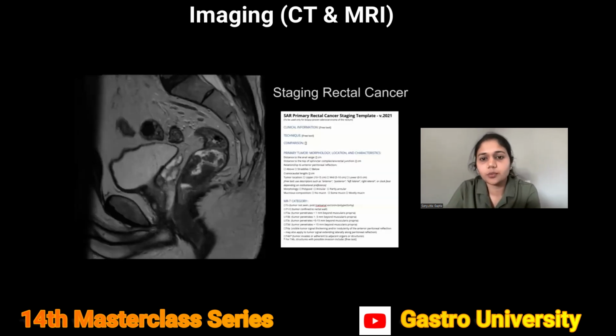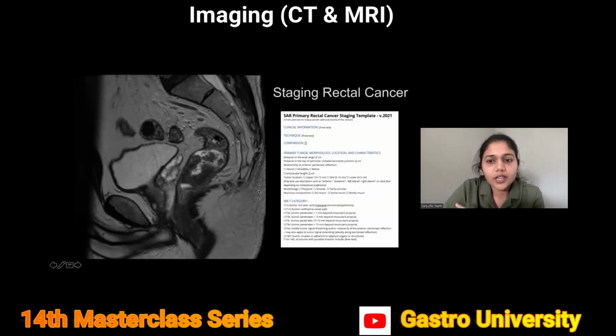This is how we present the report in a template, by the Society of Abdominal Radiology. For the primary tumor, we give the distance to the anal verge, the distance to the top of the sphincter complex or the anorectal junction, and the relationship to the anterior peritoneal reflection, whether the tumor is above, straddling or at the level of it, or below. We also give the total length of the tumor and its location, whether in the upper, mid, or lower rectum.